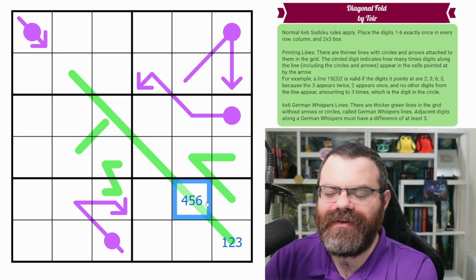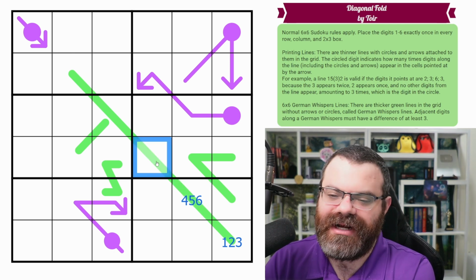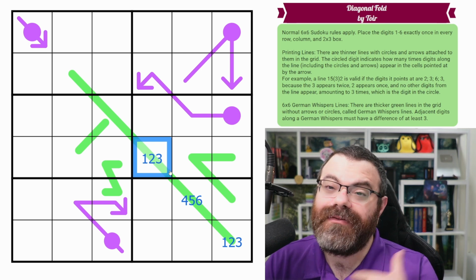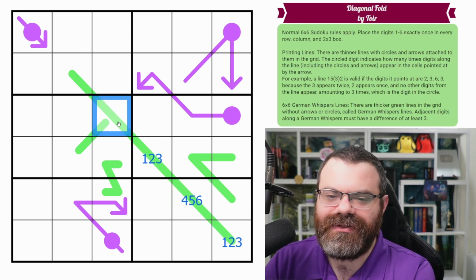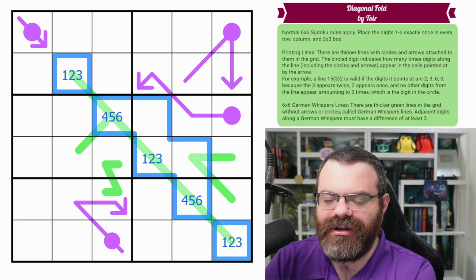Then from 4, 5, 6, we have the opposite issue. We can't add 3, so we're going to subtract 3. We're going to get back down to 1, 2, 3. We're going to subtract 3 or more. And so we end up in the 1, 2, 3, then 4, 5, 6, then 1, 2, 3, then 4, 5, 6, and 1, 2, 3. So we alternate low, high.